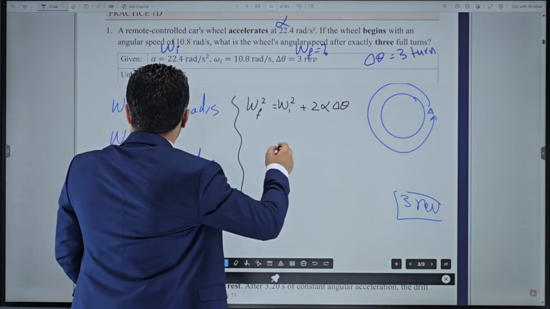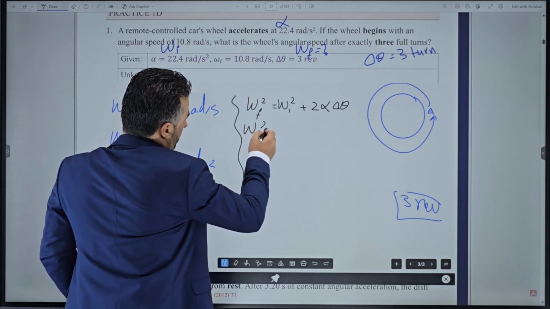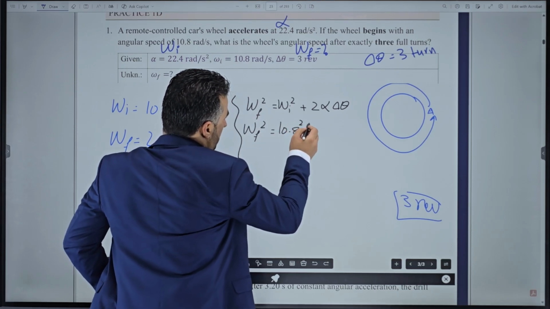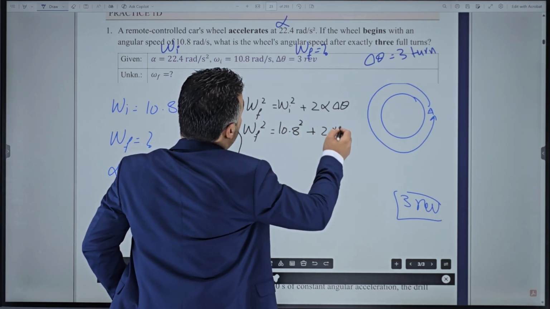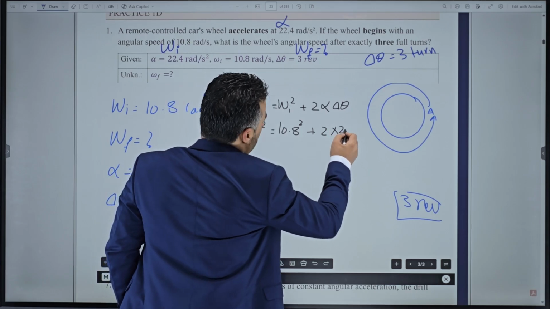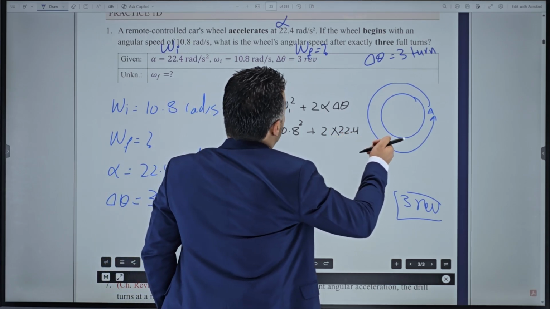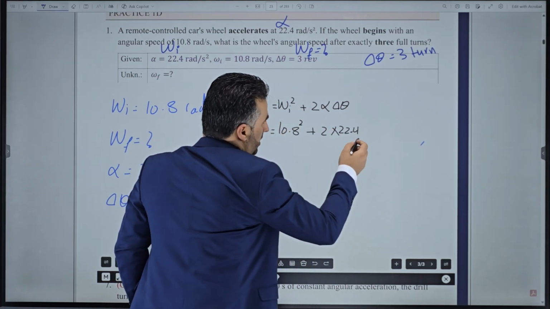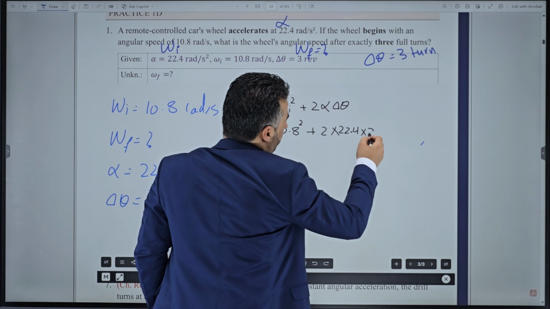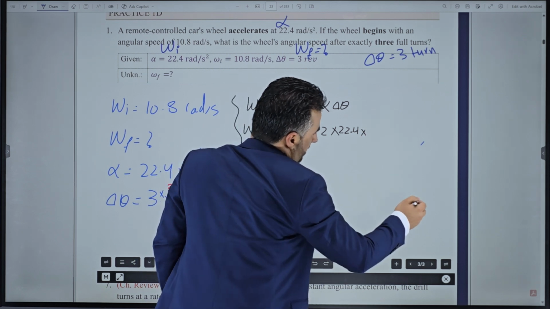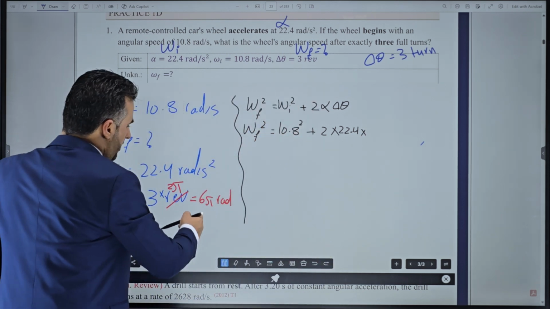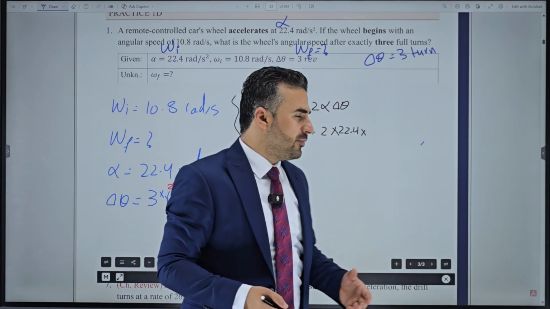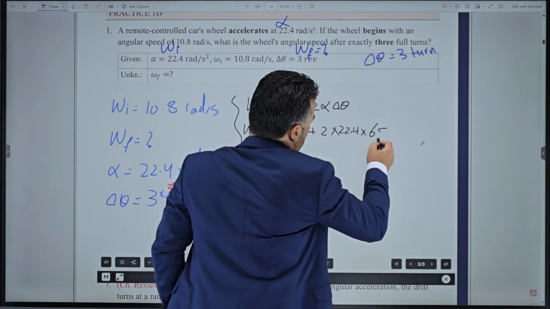So let's do that. What is omega final? It is unknown, right? So let's rewrite it. Omega initial is 10.8, but don't forget the squared, plus 2 times the angular acceleration, which is 22.4, times the delta theta. Remember, we said delta theta is 3 full turns. Every turn is the same as 1 rev, so 3 turns is 3 rev. Every rev is 2 pi, so that is going to be equal to 6 pi here.